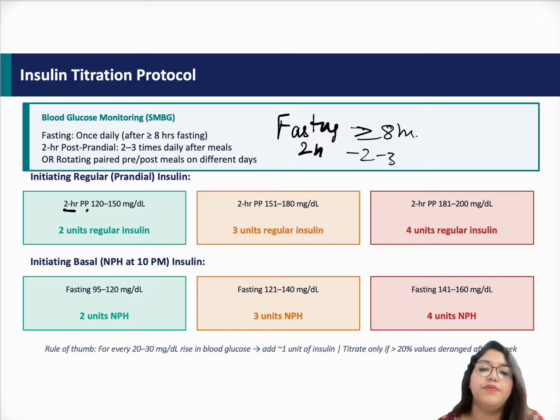So initiating regular prandial insulin. So 2-hour postprandial is 120 to 150, you have to give them 2 units. If 2-hour postprandial is 150 to 180, you have to give them 3 units of regular insulin.